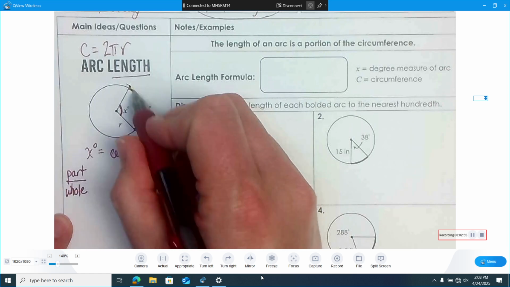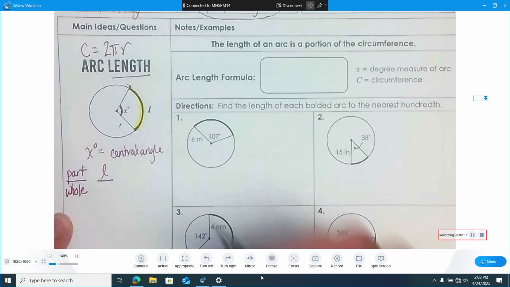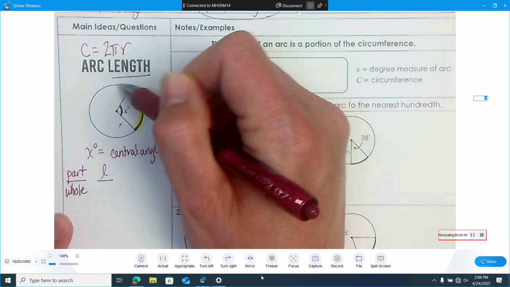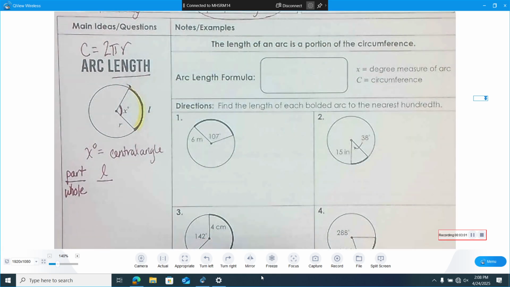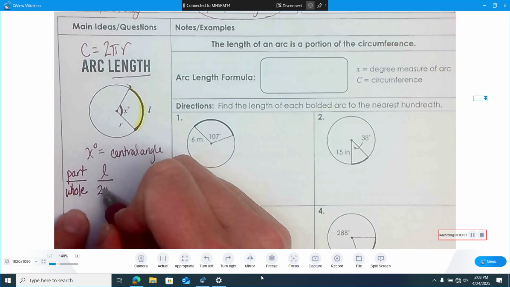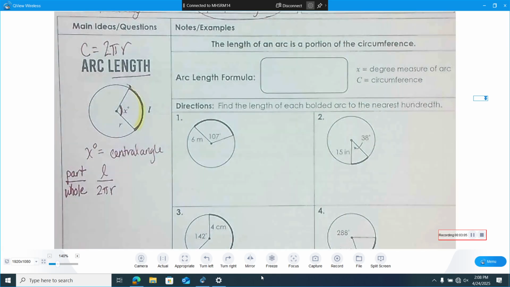So the part that we want today is this part we're going to call L. And we're going to take that part and compare it to the whole thing. The whole thing is our formula for circumference, which is 2 pi r. That gives us the distance around the circle, okay?